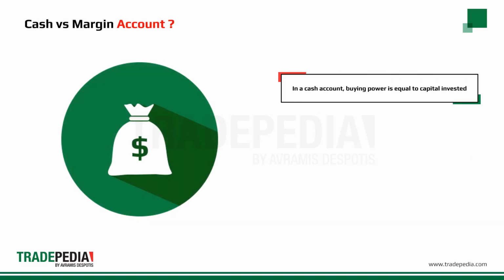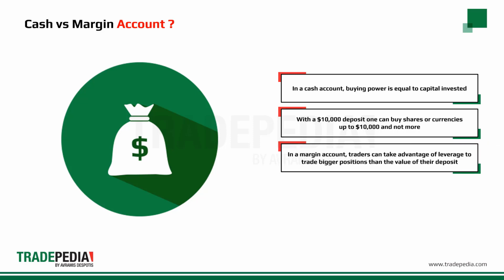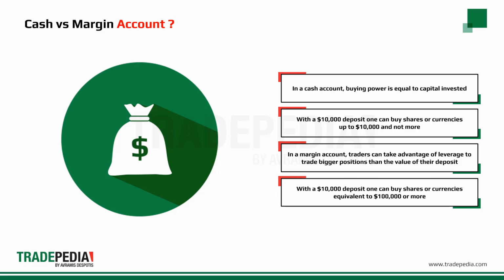In a cash account, the maximum buying power is equal to the capital invested. In other words, with a $10,000 deposit, one can buy shares or currencies up to $10,000 and not more. In a margin account, traders can take advantage of leverage to trade bigger positions than the value of their deposit. With a $10,000 deposit, one can buy shares or currencies equivalent to $100,000 or more.